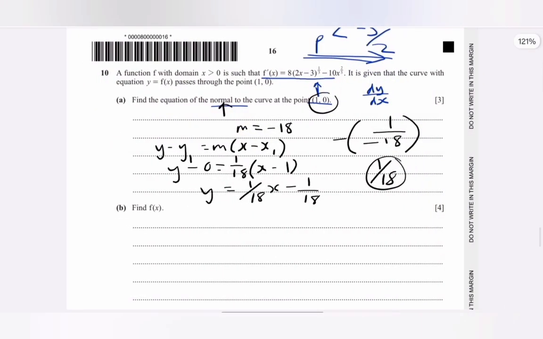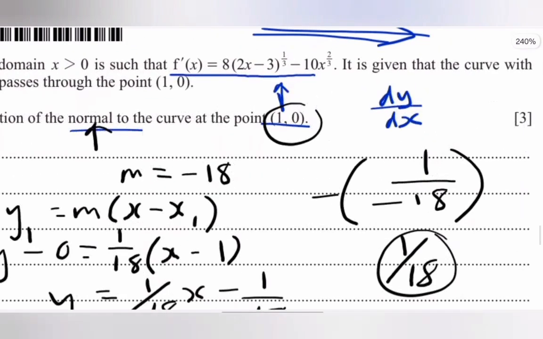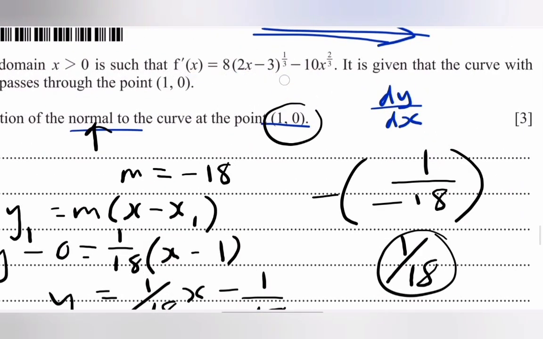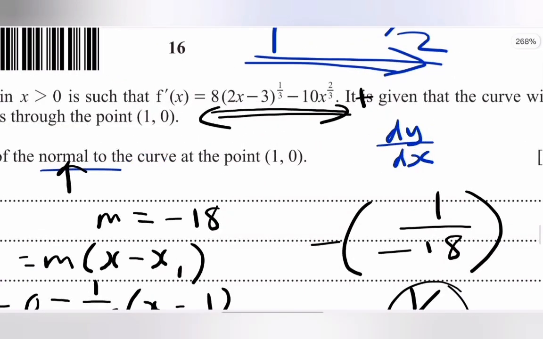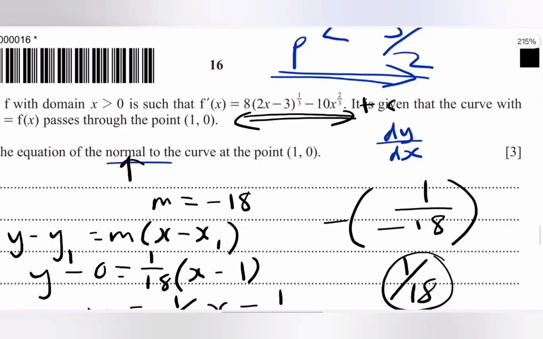And for part B, it says find f of x for 4 marks. And so to find f of x, we are going to use integration. Remember, questions that require you to get the equation of a curve given dy dx is the same principle here. So we're going to integrate this. Then after that, integrating that, we're going to get a constant, and to get rid of that constant, we're going to substitute this point.